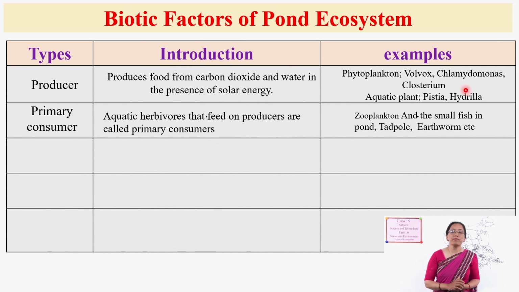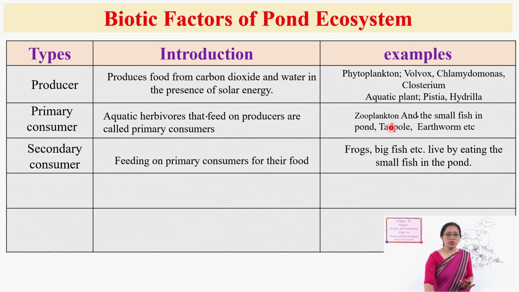And what are the primary consumers here? In the pond ecosystem, what kind of primary consumers? Already you know that those which are feeding on the producers are called primary consumers. What are the consumers? Zooplankton, small fishes present in the pond, tadpoles of the frog, earthworm, etc. are the primary consumers of the pond ecosystem.